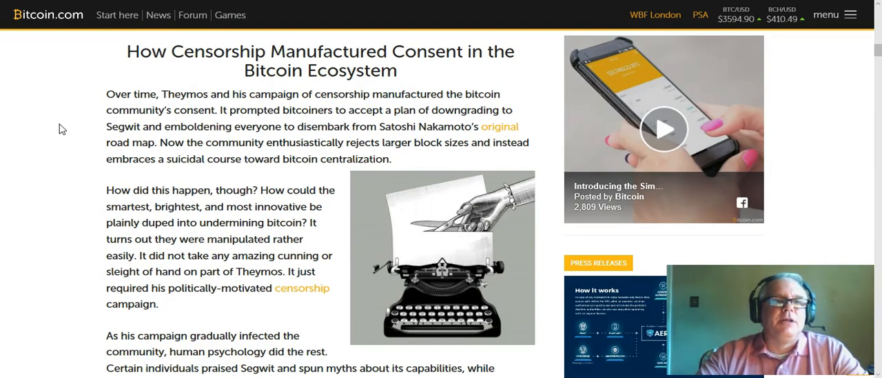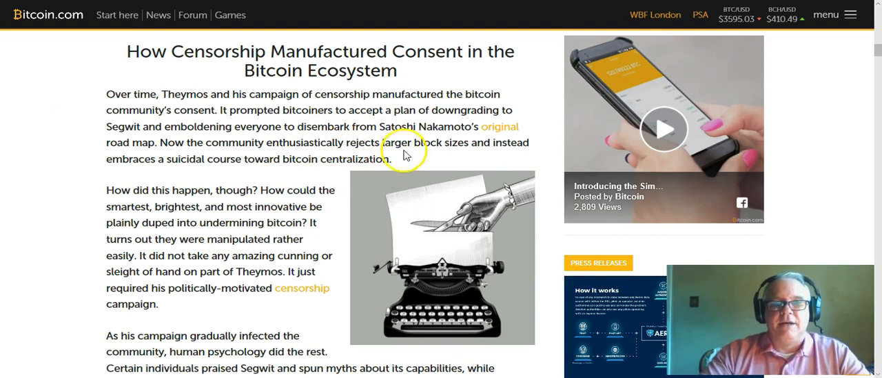Okay, then it goes on a little more, and I'm just going to read from the text here. It says, over time, Thamos and his campaign of censorship manufactured the Bitcoin community's consent. It prompted Bitcoiners to accept the plan of downgrading to Segwit and emboldening everyone to disembark from Satoshi Nakamoto's original roadmap. Now, the community enthusiastically rejects larger block sizes and instead embraces a suicidal course toward Bitcoin centralization.